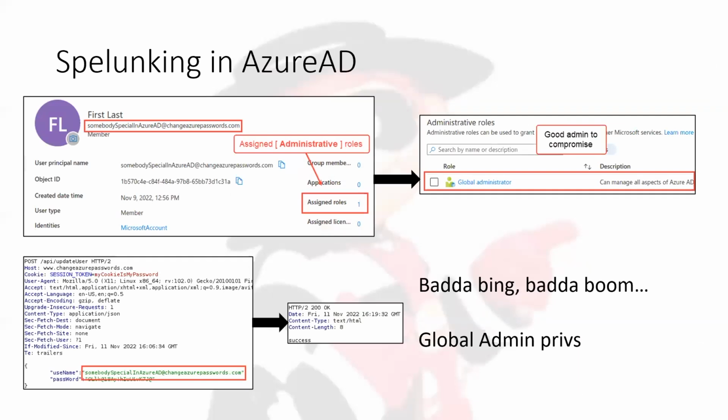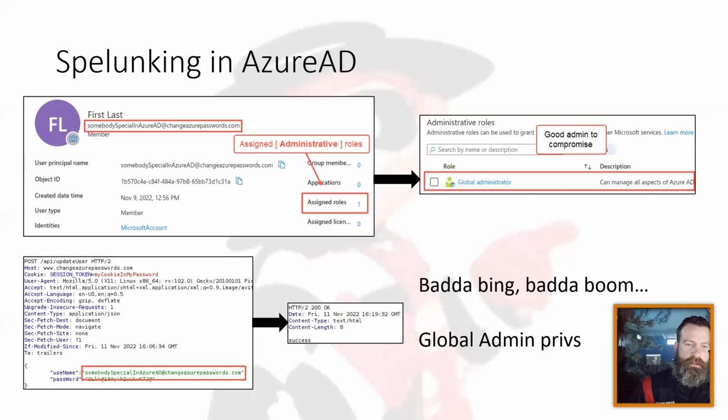So spelunking a little bit further in Azure AD, eventually come across a user named somebody special in Azure AD. And somebody special in Azure AD has one assigned role. And when we look at that assigned role, we see it happens to be global administrator. Global administrator in Azure AD is kind of like domain admin. They can do just about anything. So this is a good admin to compromise.